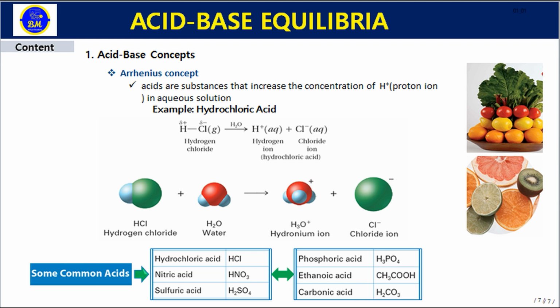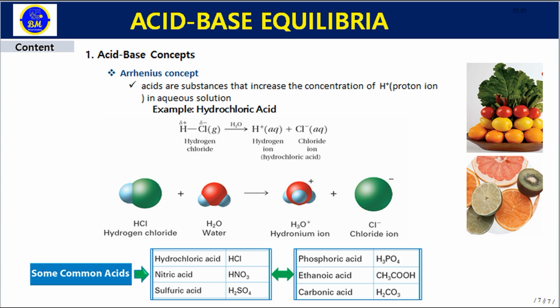Example, now there is hydrochloric acid here. So HCl, there is proton H+. When we dissolve this HCl in water, it dissociates into H+ and Cl-. Dear students, as you can see here, there is production of H+. This H+ is what we call proton according to the Arrhenius concept.